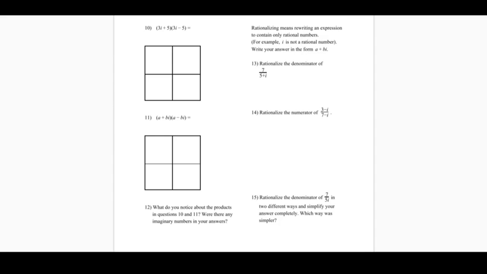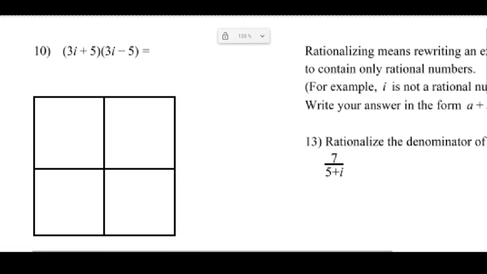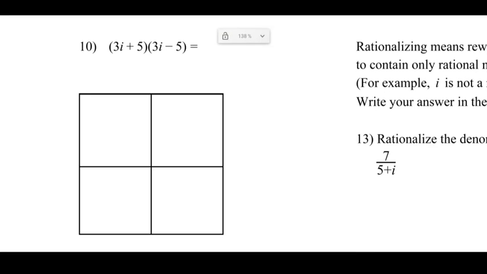Hey everybody, we are going to continue working with complex numbers, and we're going to start with multiplying like we did in the last video. So right here with number 10, we are multiplying 3i plus 5 times 3i minus 5, and we're going to use the box method again. So 3i on top plus 5, and then 3i minus 5 on the side. And then we're going to multiply row times column.